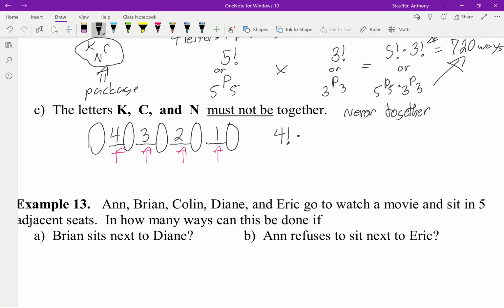Now, the way that I'm going to explain this isn't completely correct, but it works 100% of the time, and it's a lot easier than the actual explanation. So I'm just going to say we have 5 spots, and we're placing 3 letters. So I'm going to say that's equal to 5p3. So this will give me 4 factorial multiplied by 5p3, and this will give me 1,440 different ways that we can make this work.